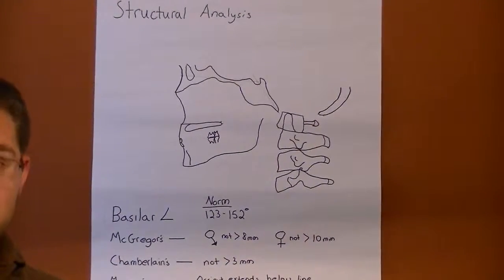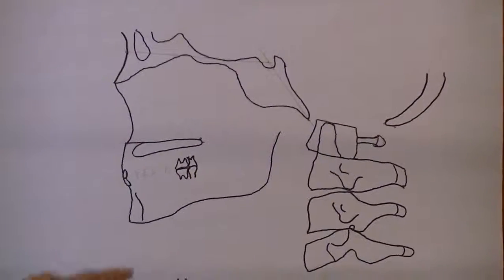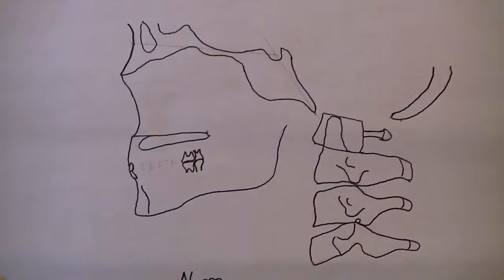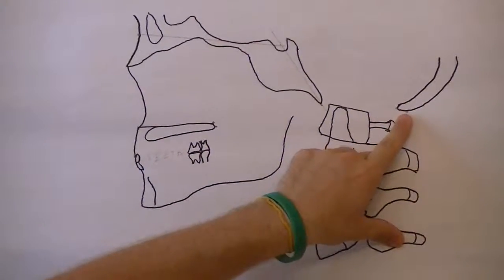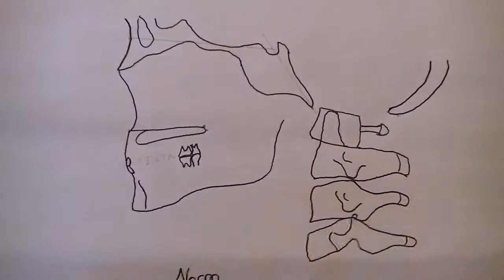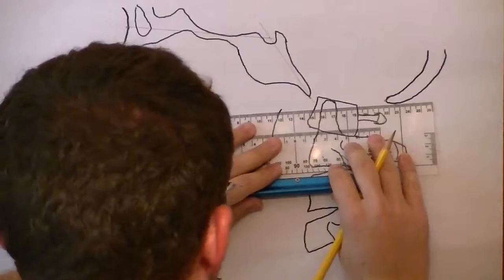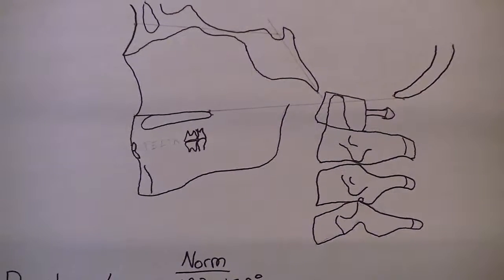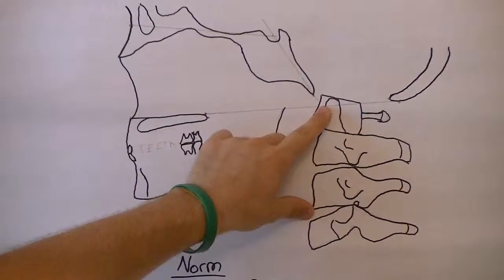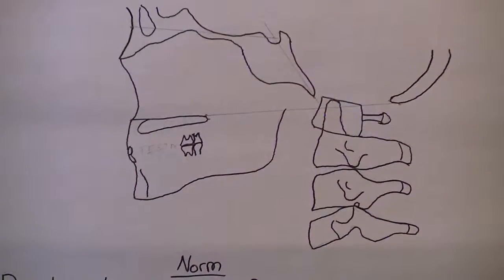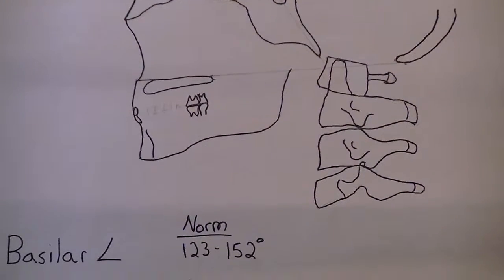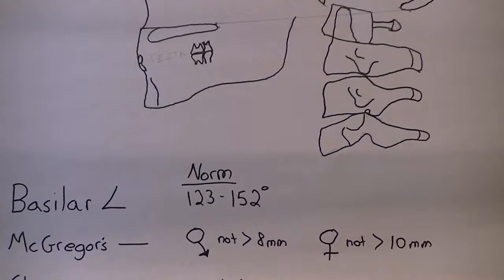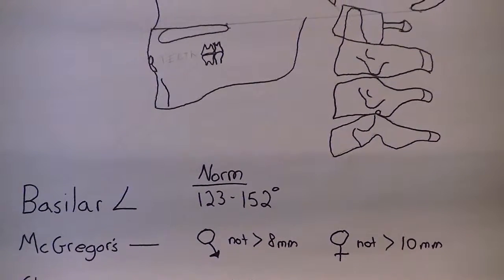Next is McGregor's line, and this is measured from the superior posterior aspect of the hard palate to the most inferior aspect of the foramen magnum, or the occiput. So we're going to draw it real quick. And then next we're going to measure the amount of the dens that is above that line. There's a difference between men and women in this aspect. In men, it shouldn't exceed 8 millimeters, and in women, it shouldn't exceed 10. If it is above that, that also indicates platybasia.